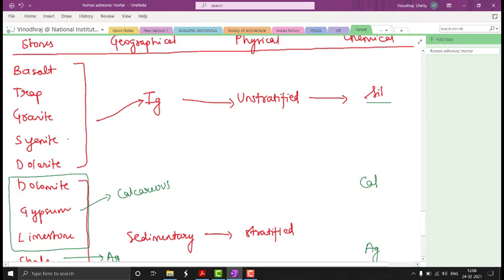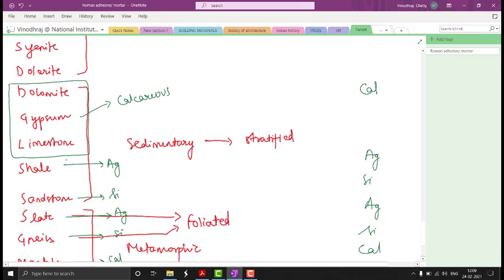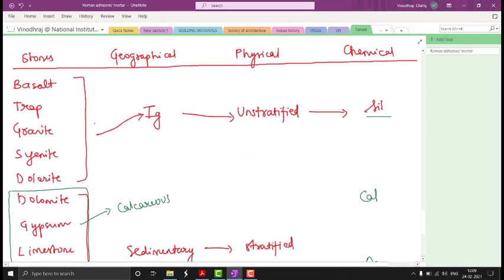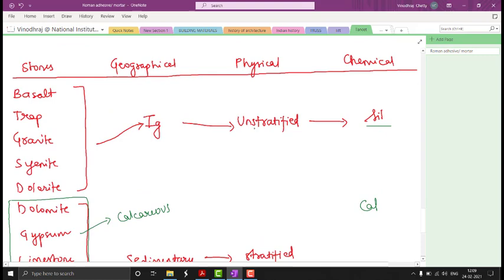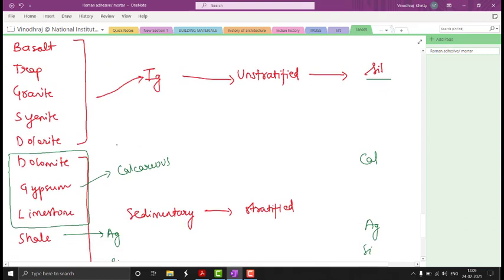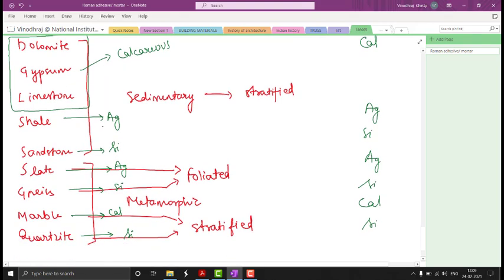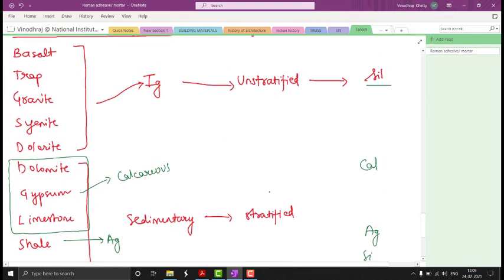So basalt, trap, granite, syenite, dolerite, dolomite, gypsum, limestone, shale, sandstone, slate, gneiss, marble, and quartzite. So all the igneous rocks are unstratified, also siliceous in nature. The sedimentary rocks are stratified, but dolomite, gypsum and limestone, the first three, are calcareous in nature. Then shale and sandstone are argil and siliceous respectively. And the metamorphic rocks are a mixture of foliated and stratified, with argil and silica as their main components. And marble is calcareous.